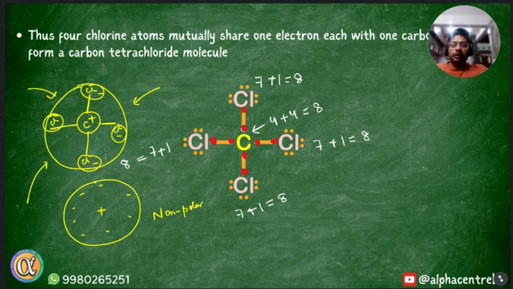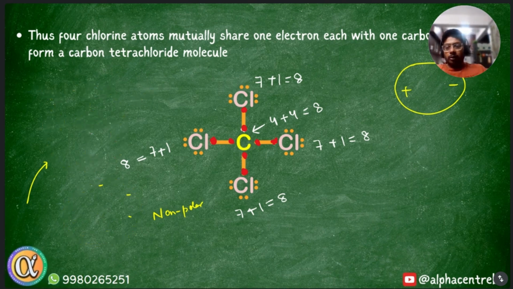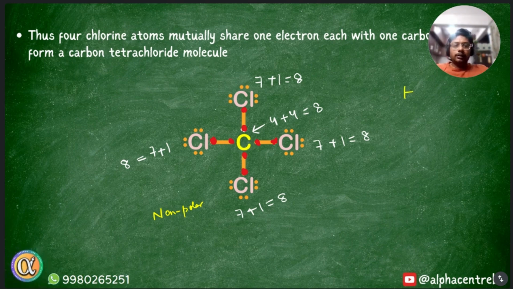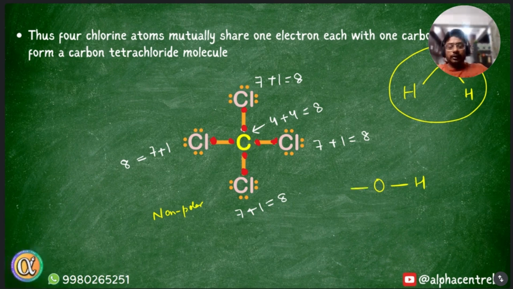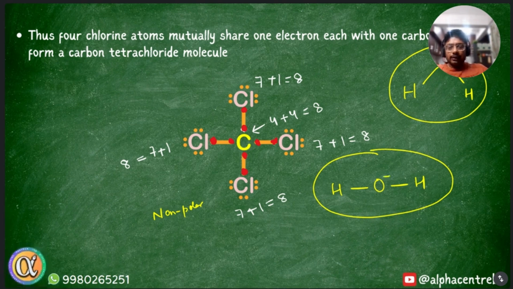Polar molecules are molecules which are positive from one side and negative from the other side. For example, if I look at the water molecule, water is actually bent. If I assume that water was straight like this, then in this case oxygen, the negative, is in the center and the positives are on the corners. One such example is beryllium chloride. You'll study about this in higher classes.